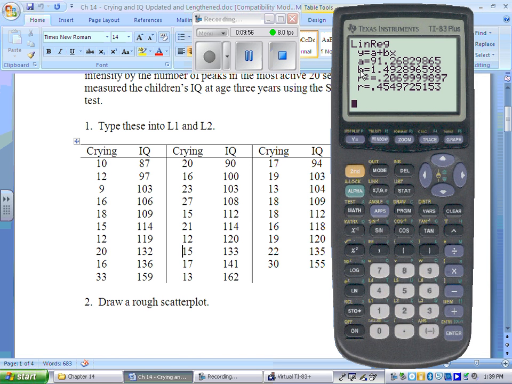So b represents the slope, and what does slope mean? Esther? Great, that was said very well. Every time the crying goes up by one cry per 20 seconds, we predict the IQ to go up by 1.5. That's important. Don't say the IQ is going to go up by 1.5. That's what the line would predict.